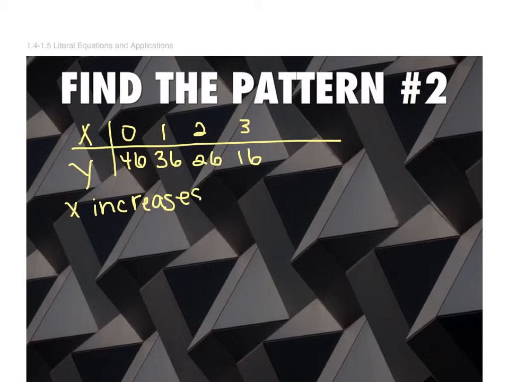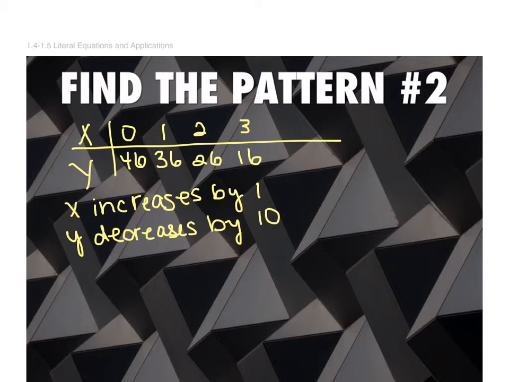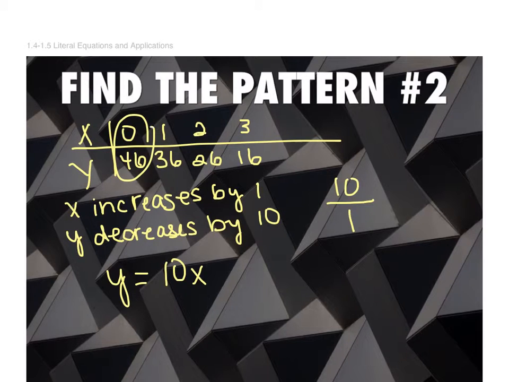So as x increases by 1, what is y doing? Well, y is getting smaller, so y decreases. And how much is y decreasing by? Subtract 10, subtract 10, subtract 10. So y is decreasing by 10. So again, the slope is the change in y over the change in x. So we go to write our equation in slope-intercept form, the 10x, right, the rate of change, and then we look up at the points to see what the y-intercept is, so it's 46.